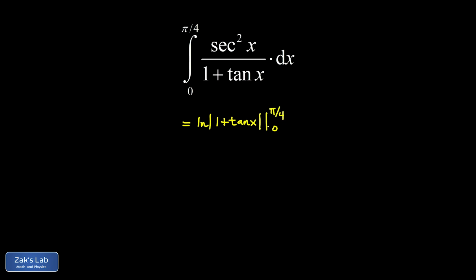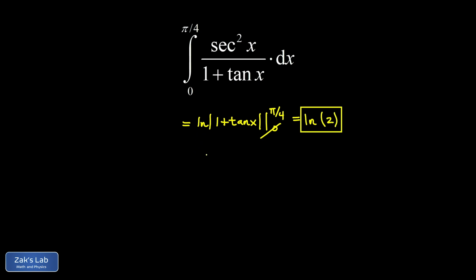Now, if I investigate the lower limit real quick, that's 1 plus tangent 0 inside those absolute value bars. Well, the tangent of 0 is 0, and that gives me the natural log of 1, which itself is 0. So when I sub in that lower limit, I get a 0. All I have to worry about is the upper limit. So I get a natural log of 1 plus the tangent of pi over 4, and the tangent of pi over 4 is just 1, so I end up with the natural log of 2, and that's our answer.